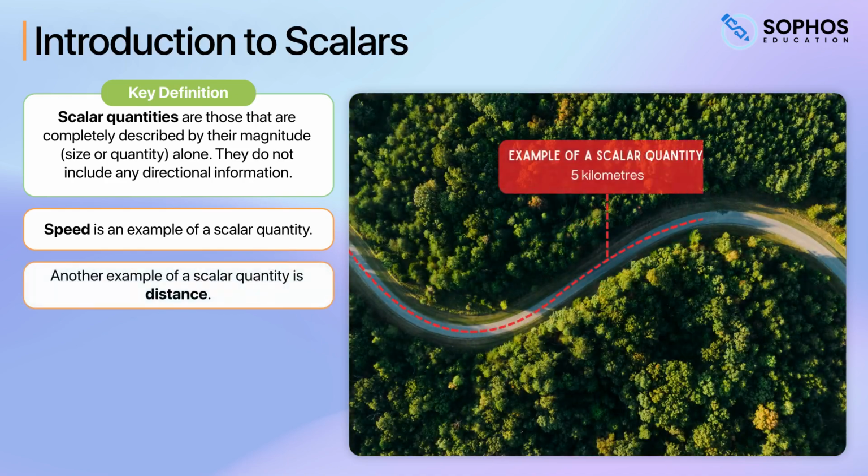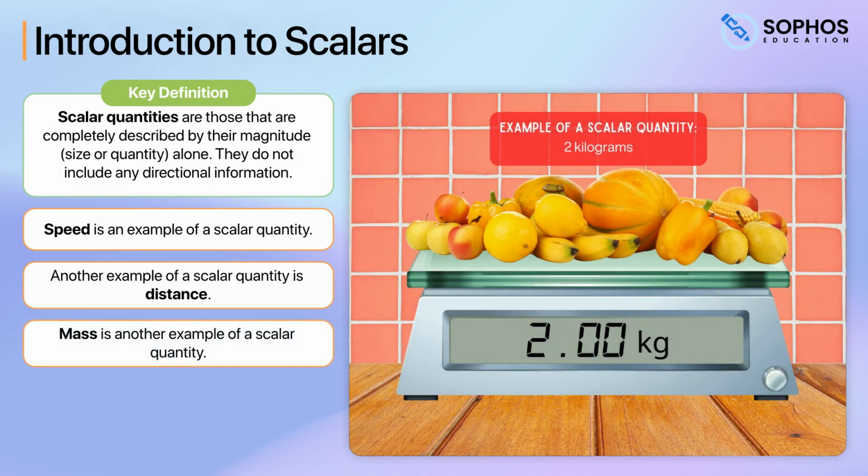Another example of a scalar quantity is distance. If a person walks 5 kilometers, this is a scalar quantity representing how far the person has walked, regardless of the direction. Mass is another example of a scalar quantity. Saying an object has a mass of 2 kilograms is purely a description of how much matter is in the object, without any reference to direction.